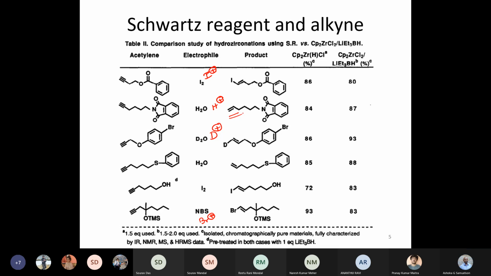Now, this is a convenient way if you want to reduce an alkyne to a cis alkene, for example. This might be a good way to do it, and so on. Here, of course, they are all terminal, so it doesn't make a cis or trans.